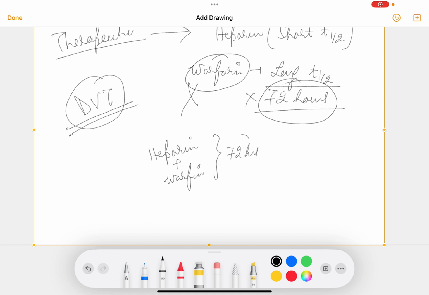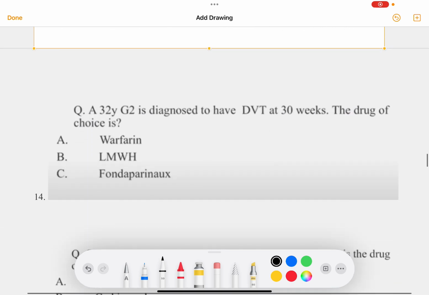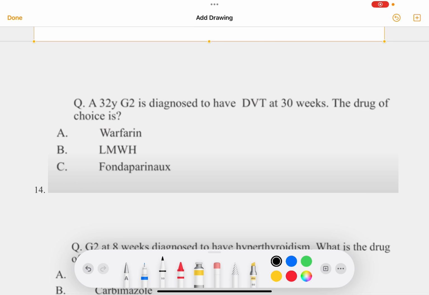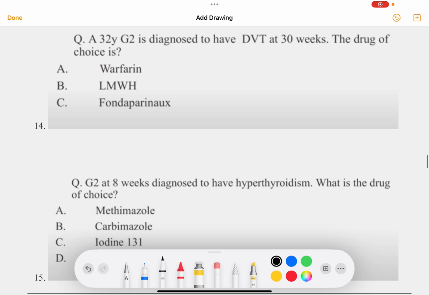Once after 72 hours warfarin का action आ जाता है, we stop heparin and then we keep on continuing the warfarin for prophylaxis. Okay, so this is how we do. So this patient has already developed DVT at 30 weeks. The drug of choice will be your low molecular weight heparin. So basically we'll give heparin. So whatever is the dose, either we can give unfractionated heparin or we can give low molecular weight heparin.